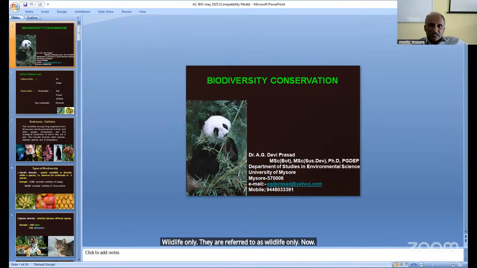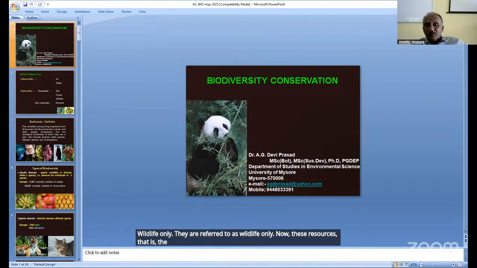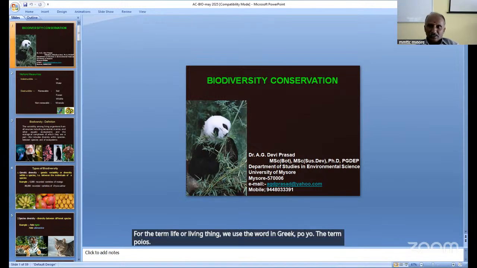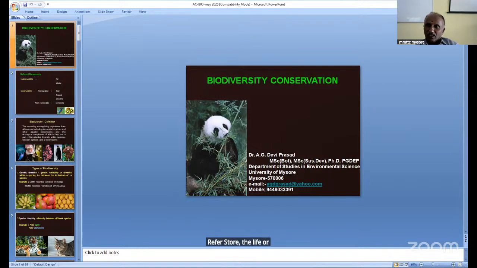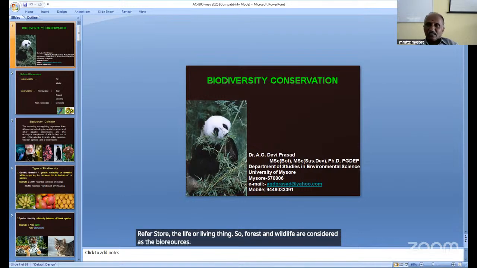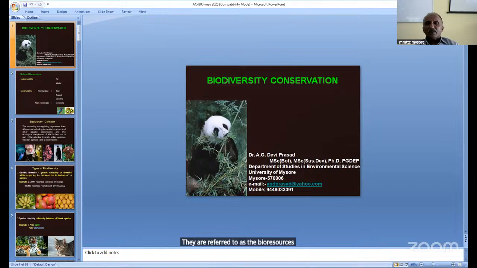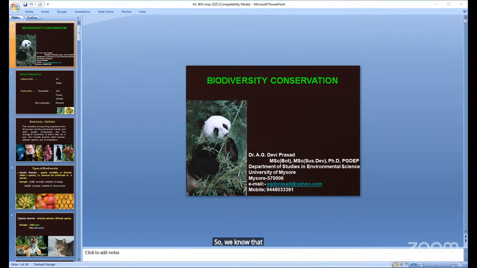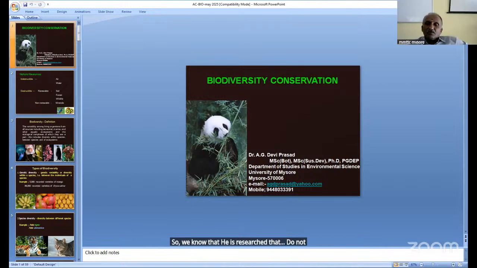Now, these resources, that is the forest and wildlife, consist of plants and animals, which are the living resources. For the term life or living thing, we use the Greek word bios. So forest and wildlife are considered bioresources. Now, if you look at these resources, whether plants or animals, we know that these resources do not resemble each other.